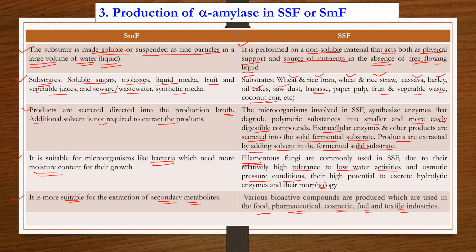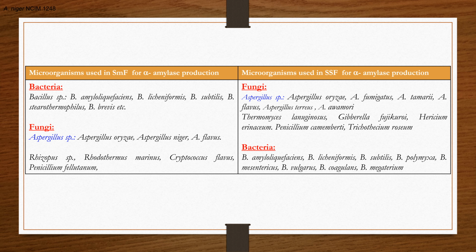This table shows different microorganisms used in SMF and SSF conditions for alpha-amylase production. As I told you, in SMF mostly bacteria are the suitable microorganism. So in alpha-amylase production also, bacteria are the suitable organism for the SMF process, and mostly Bacillus species are used. Examples are Bacillus amyloliquefaciens, licheniformis, subtilis, stearothermophilus, and Bacillus brevis.